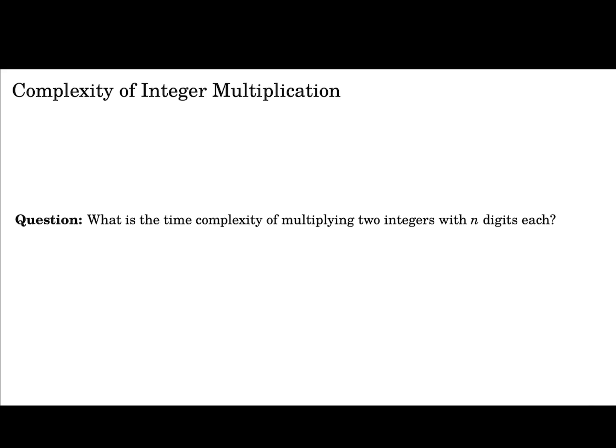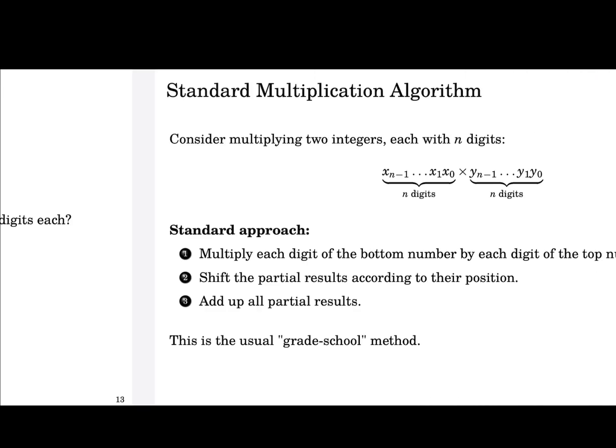What is the time complexity of multiplying two integers with n digits each? So this is a very basic computational problem. We learn how to multiply integers by hand very early, but from the point of view of algorithms, we can still ask how efficient that method is. So before we see a faster method, let's first analyze the standard multiplication algorithm.